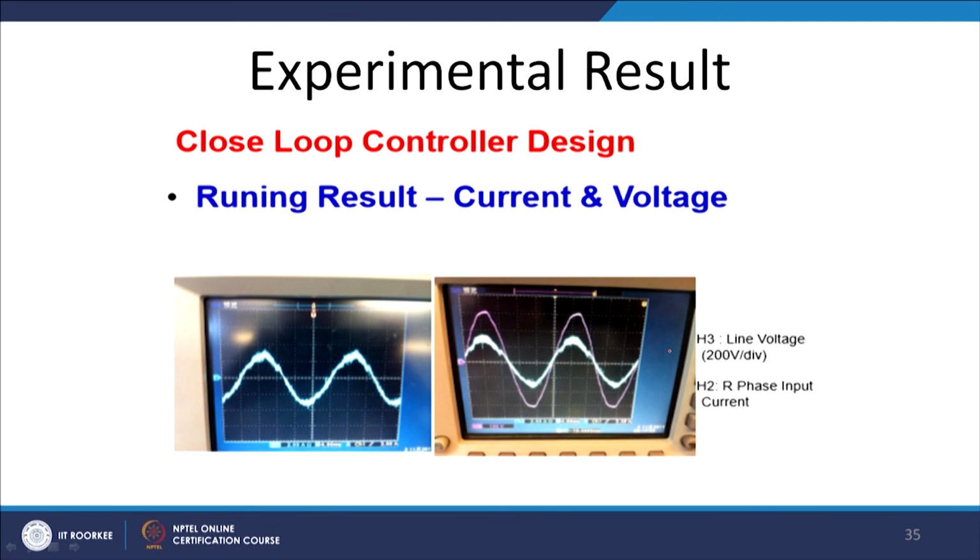Thank you for your attention. I have just completed some fundamentals of the PWM rectifier. I shall continue with some design of the multipulse converter as well as the design of the PWM inverter in subsequent classes.